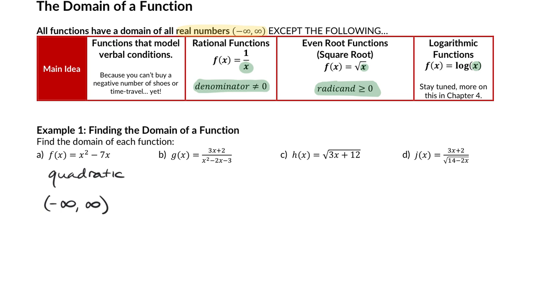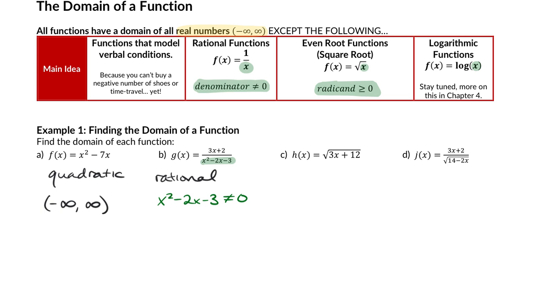How about letter B? What kind of function is letter B? It is a fraction, so we call it a rational function. A rational function has the restriction that the denominator cannot be equal to 0. So we're just going to take the denominator, leaving the numerator alone for this chapter, and say that the denominator, x squared minus 2x minus 3, cannot be equal to 0. Whatever's down there, we have to solve.